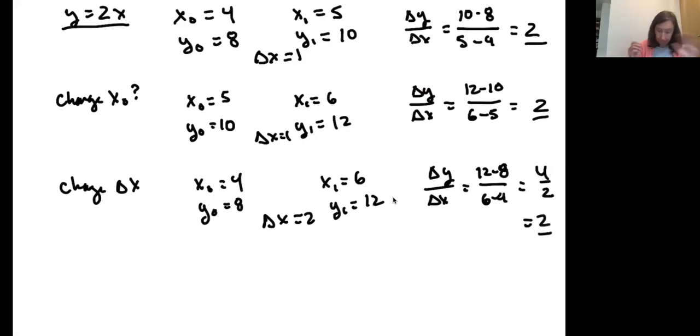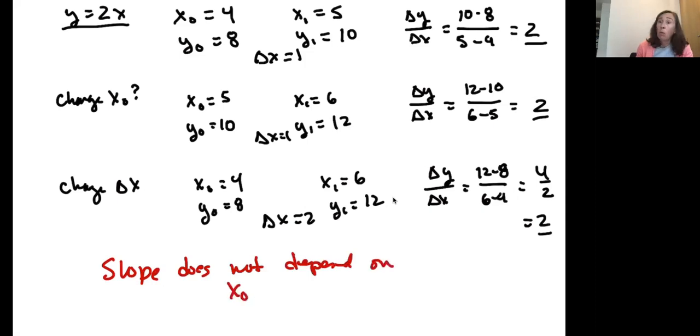So the punchline here is slope does not depend on what x value we start with or on how big a change we look at. It just is what it is. It's the same number for the whole line. And as I mentioned in the previous unit, sometimes we like that.